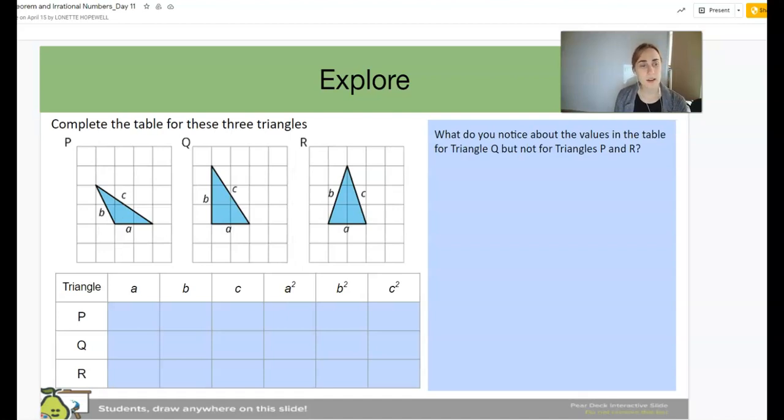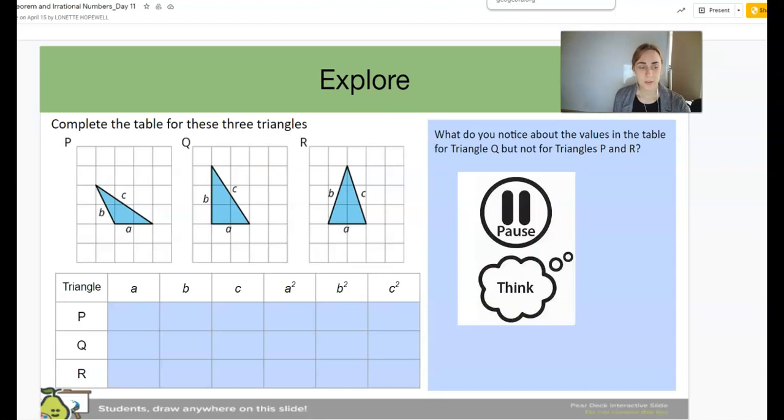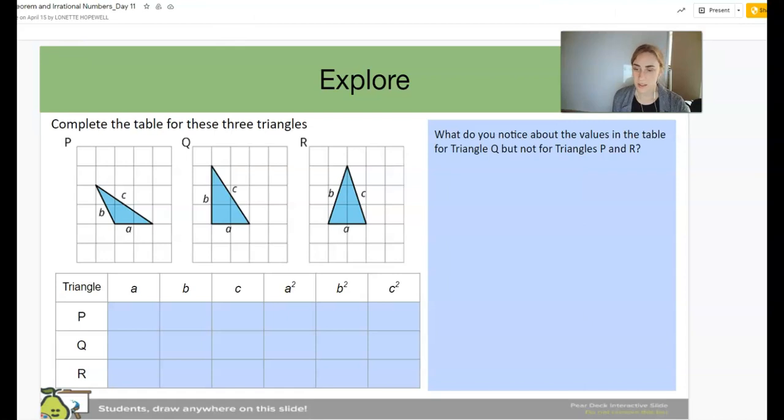And on slide E, you're going to go through the same process. What do you notice about the values in the table for triangle Q, but not for triangles P and R? And you're recording those same values for each triangle as before. The side length for A, B, and C, and A squared, B squared, and C squared for each triangle. Again, if it helps you to use the applet, you can create those triangles yourself. Pause and think, fill in the table. And when you're ready, we'll move on to slide G.